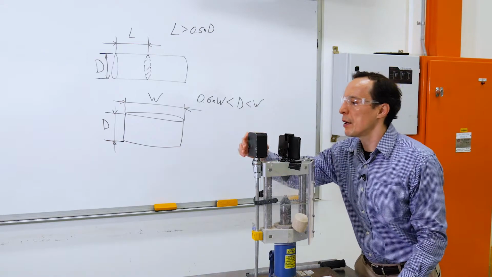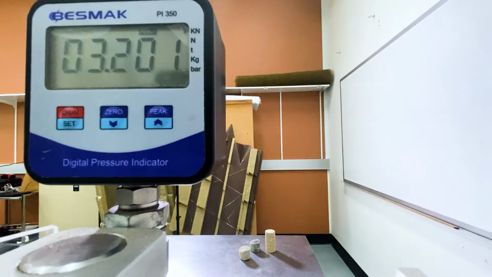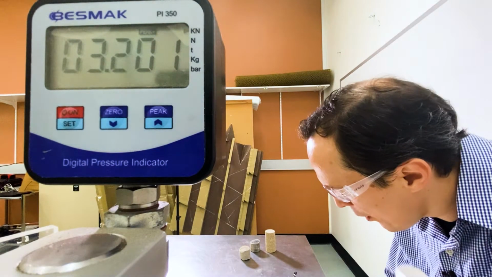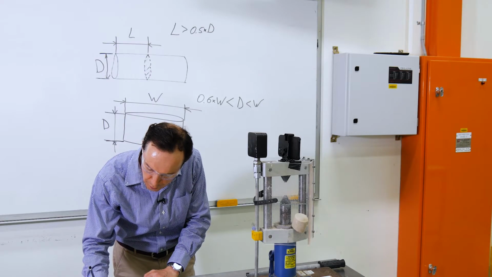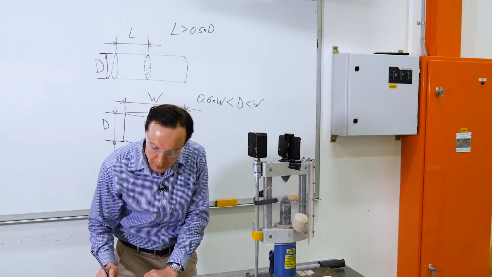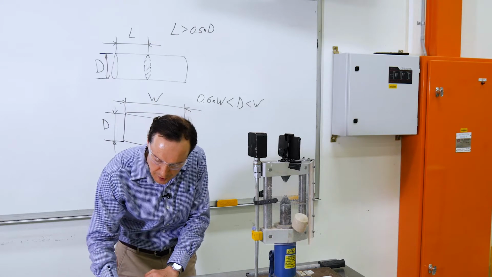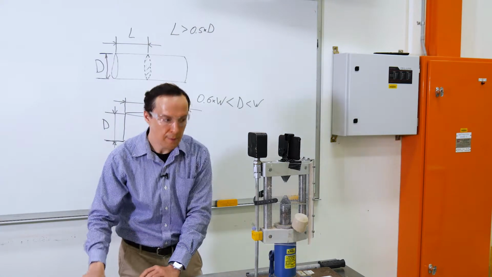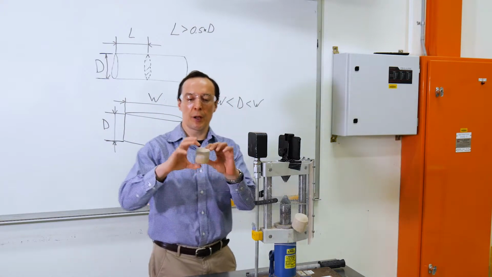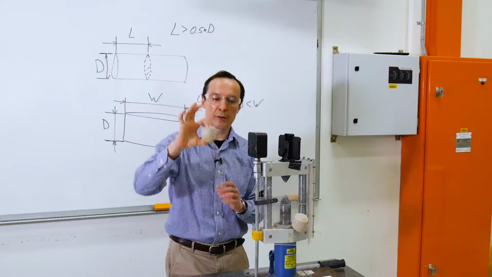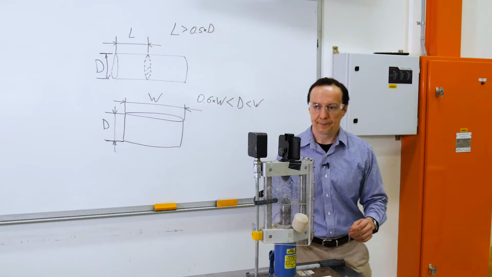Now we can see the peak force that we applied. It's 3.2 kilonewtons. And we're going to write it down in our spreadsheet. Force 3.2 kilonewtons. And the diameter was 51 millimeters. Okay, so now we're going to test the other sample, and we're going to apply a load in this direction, in the axial direction.